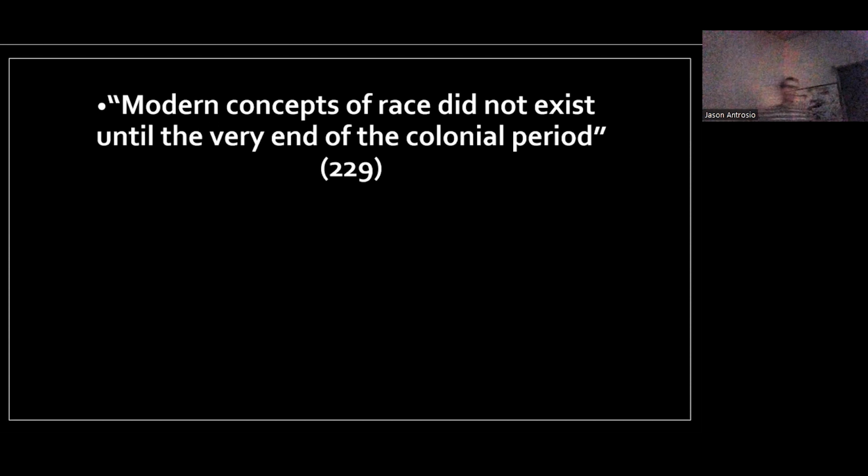There wasn't a concept, a unitary concept, that all the people on the continent of Africa would be grouped into a race, or that all the people in Native America would be grouped into a race, or that we'd have these blocks of people who consider themselves to be a race. And even toward the end of the colonial period, we still see this concept emerging. So it's a fairly recent idea.